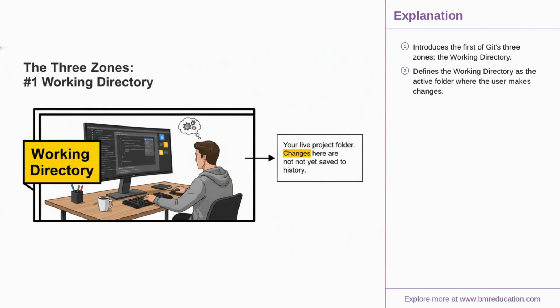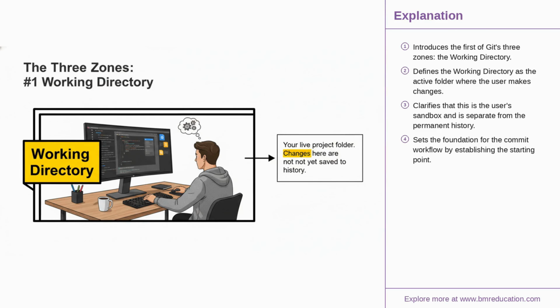To understand how Git works, you need to know about its three fundamental zones. The first is the working directory. This is your project folder, the space where you actively create, edit, and delete files. It's your live, interactive workspace, but changes here are not yet recorded in the project's history.